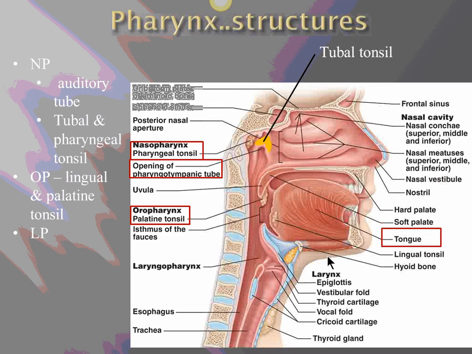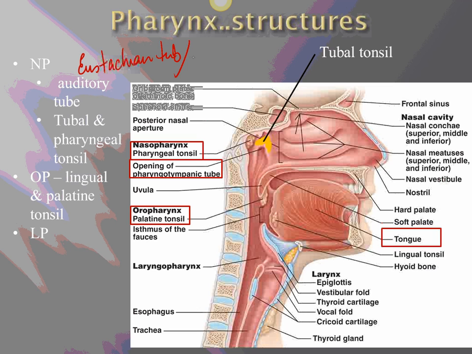So here again, you can see some of these structures. In the nasopharynx, you can see the tubal tonsil and the pharyngeal tonsil. Another very important structure present here is the opening of the pharyngotympanic tube, also known as the auditory tube, or the eustachian tube. So it has many names. Pharyngotympanic is a really good name because it tells you the function. It connects the pharynx to the tympanum or middle ear.